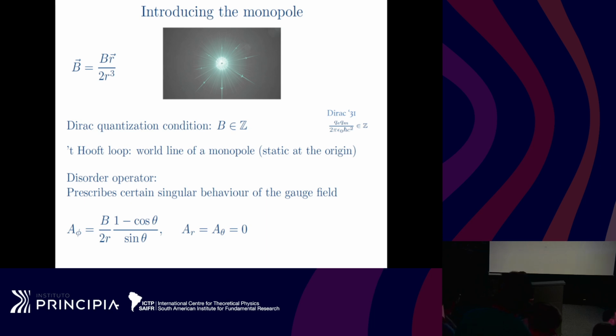As I say, I will consider a monopole which is static at the origin, and then its world line will simply be a line in the time direction. From the view of quantum field theory, the way one describes such an object is as a disorder operator. It prescribes a certain singular configuration of the gauge field, and then you have to perform your path integral with those conditions as your boundary conditions.